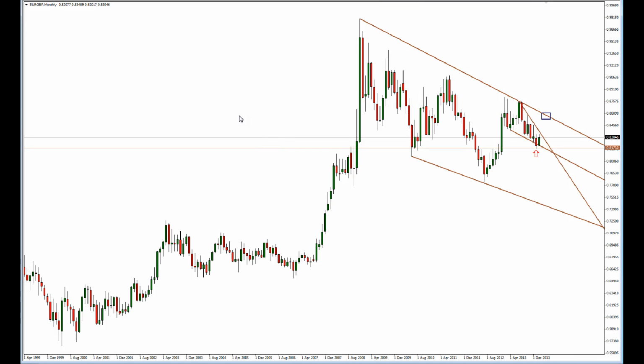and of course a very important level, here it is, this 0.8173, we have a very strong opportunity to sell it till the next very important support level, this 0.7843.